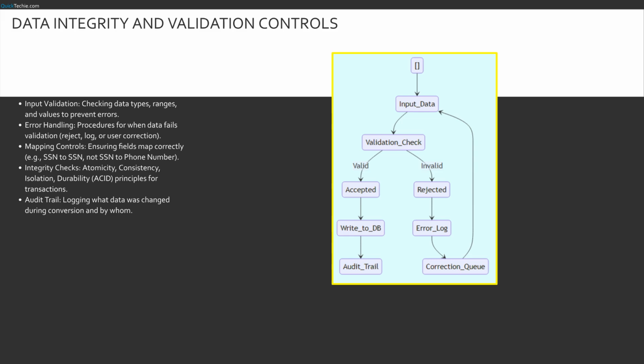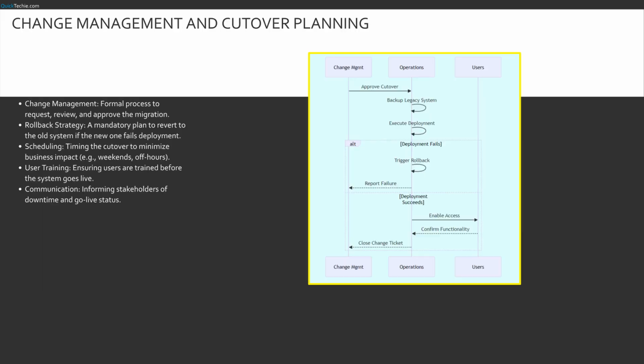Here's the life cycle of a single data record during conversion. It enters as input data. It hits the validation check. If valid, it travels the accepted path to the database and gets logged in the audit trail. If invalid, it goes to rejected, enters the error log, and moves to a correction queue. Notice the loop: it goes back to input data after correction. This ensures nothing is lost, only fixed.